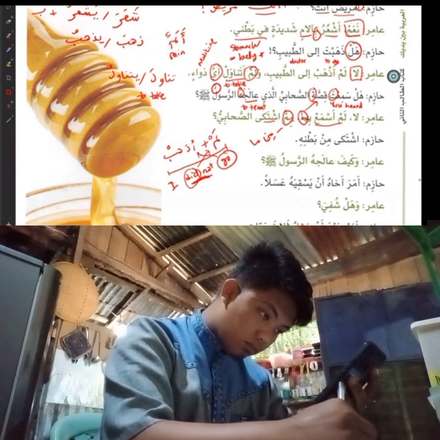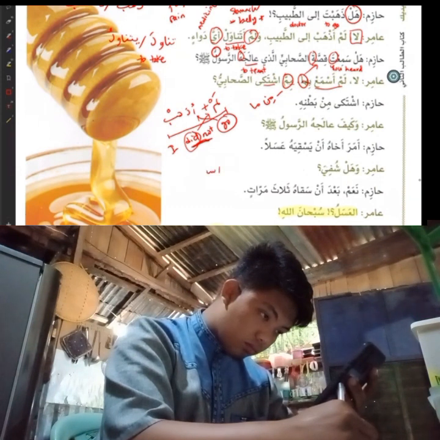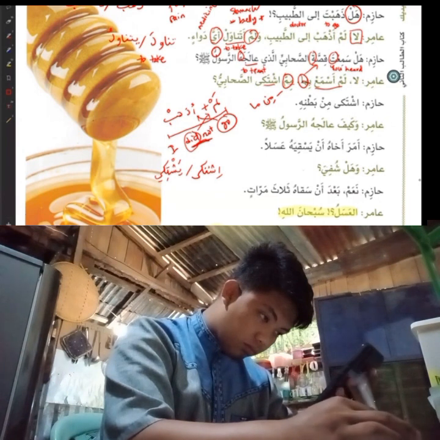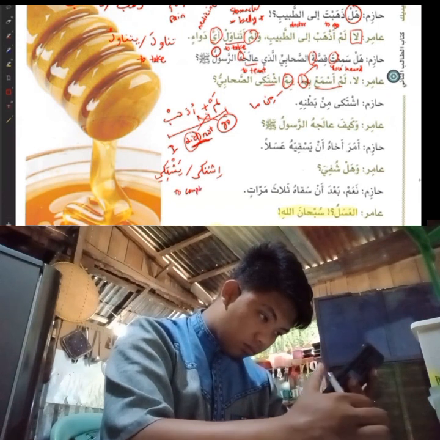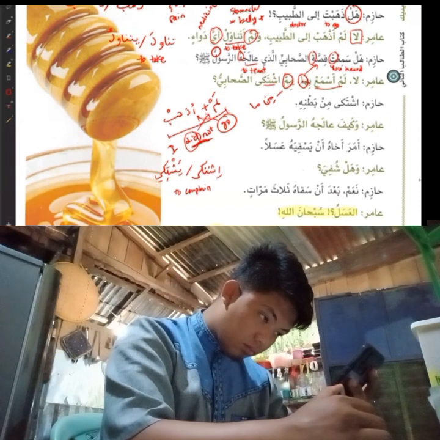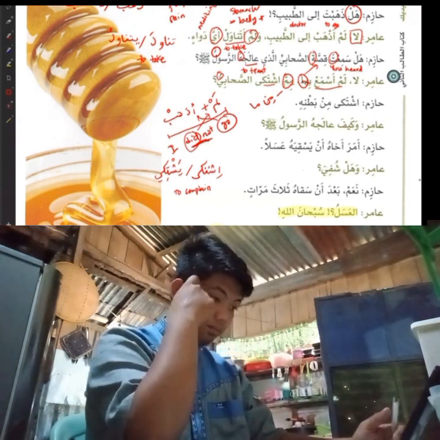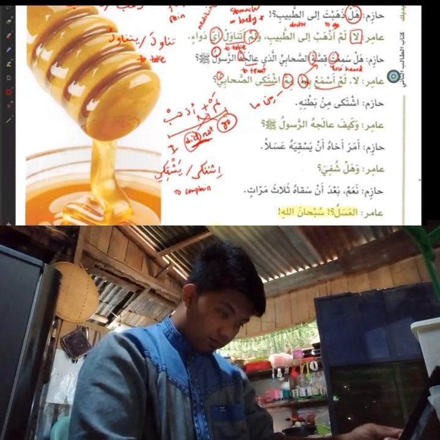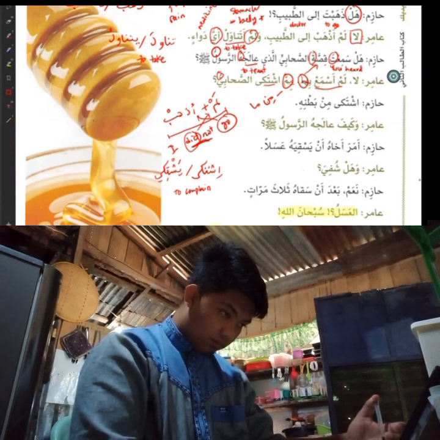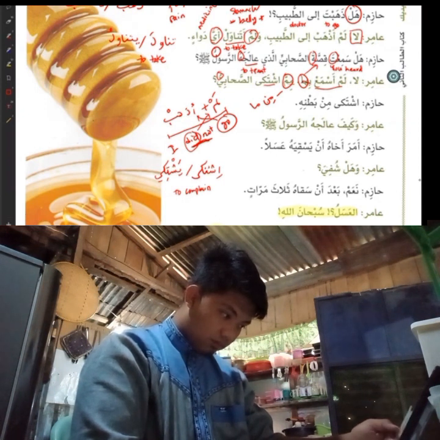Ishtaka means to complain. Ishtaka, yashtaki, to complain. So who complained? Again, this is a verb, so we need to know the doer, and we look for the marfu state, which is dhamma here, as-sahabiyu, the companion. So from what the sahabi complained. The sahabi is the one who's complaining. So basically he wants to know what his problem was. Why did he complain? From what did he complain about, right?